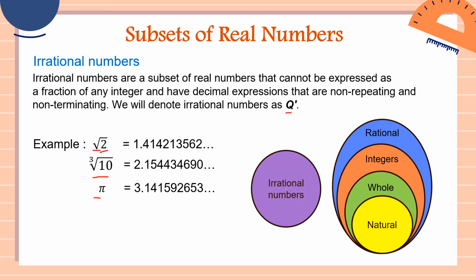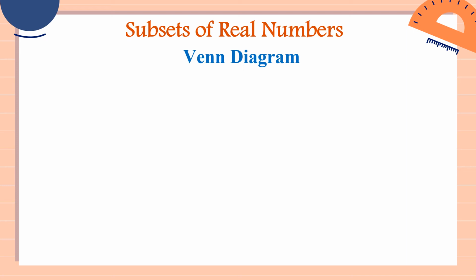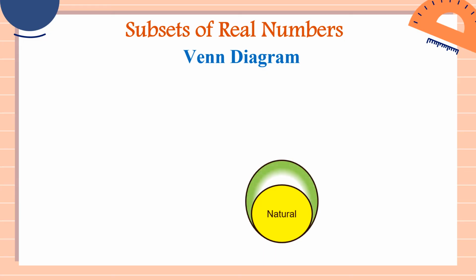Alright, so for irrational numbers, we can draw another circle. And to summarize this one for the subsets of real numbers using a Venn diagram, we start with natural or counting numbers, and then natural and counting numbers are a subset of whole numbers.